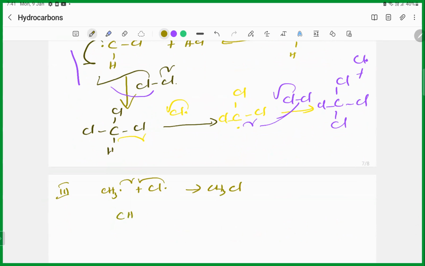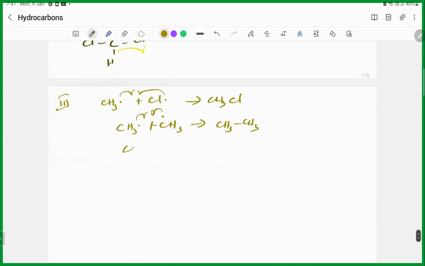Or otherwise, when two methyl radicals combine, they will give ethane. Or when you quench two chlorine radicals, it will give a chlorine molecule. So in this way, you can terminate this reaction. This is the normal mechanism of halogenation of alkanes. Iodine will react directly, and bromine also will react directly. So next.